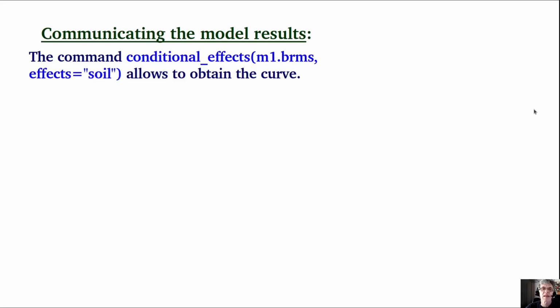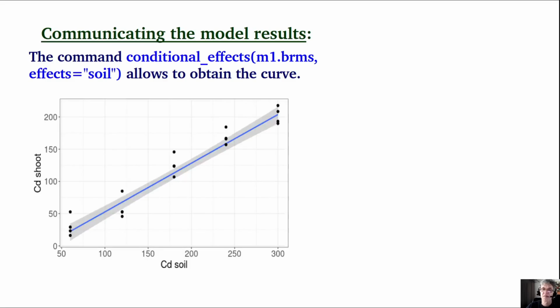In order to communicate the results, we can obtain the conditional effects. We use the command conditional_effects that is part of the package brms in order to obtain the curve. And the curve is simply the following. So we see a fantastic curve that goes very well through the data, which is of course consistent with the high values of the R-squares.